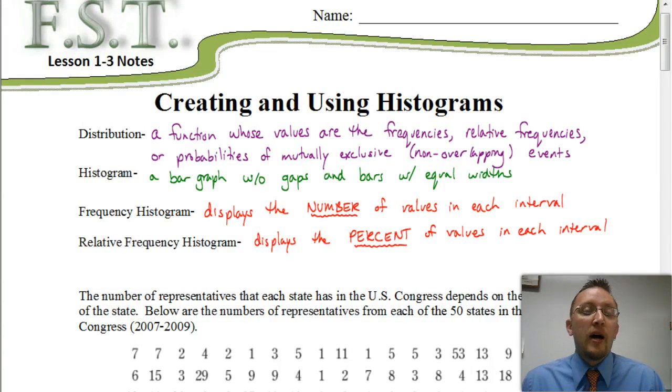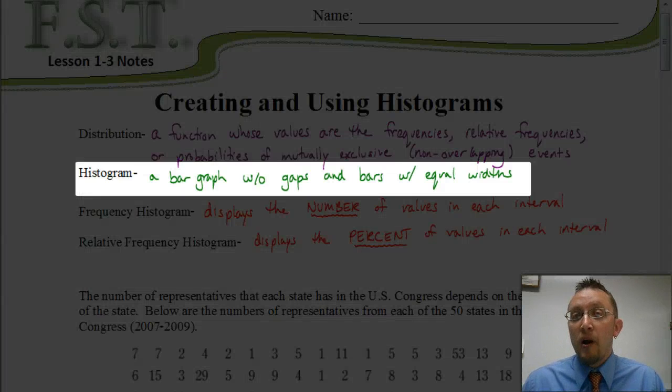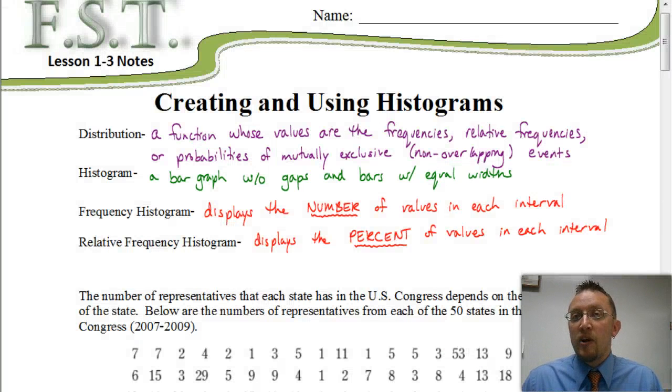But we have a histogram. A histogram is basically a bar graph, but it's even more than a bar graph, because in a histogram there are not going to be gaps between the bars along the x-axis, as opposed to having a category that we're going to be graphing. It's going to be broken up into a scale with equal widths. So that's what a histogram is. It's not the same as a bar graph, but it's going to look very similar to a bar graph.